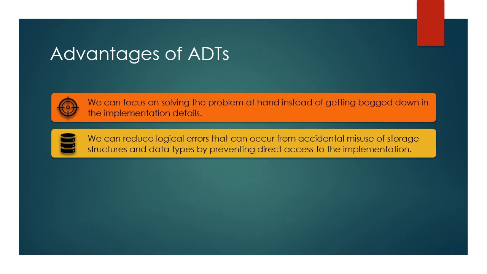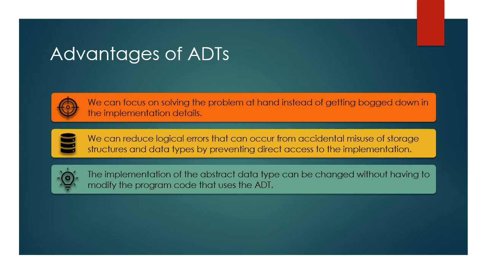other function calls. The implementation of the abstract data type can be changed without having to modify the program code that uses the ADT. There are many times when we discover the initial implementation of an ADT is not the most efficient, or we need the data organized in a different way. By requiring access via the interface, we can easily swap out the black box with a new implementation with no impact on code segments that use the ADT.